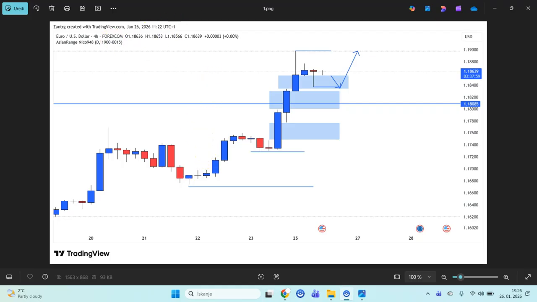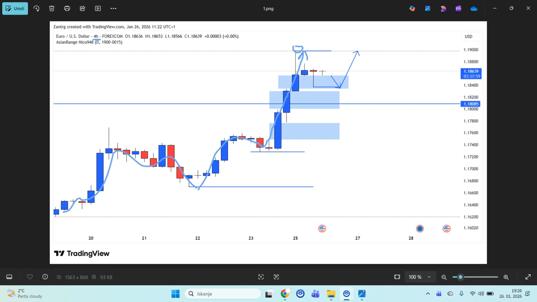Now on the euro US dollar, as you can see, this was the plan for today's morning. We are on the 26th of January 2026. Just by looking at the 4-hour time frame, we can see that the overall bullish structure is here, and over the night we saw a nice move to the new highs up here.